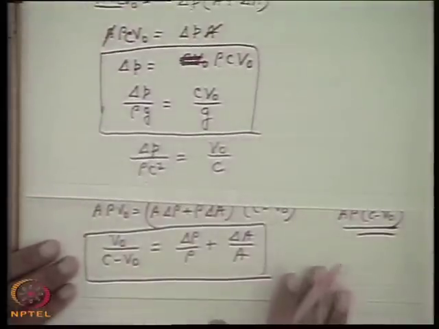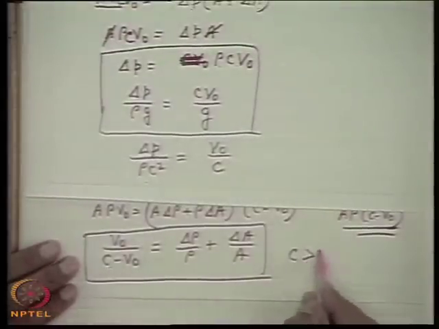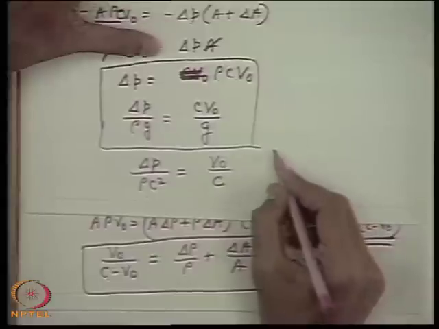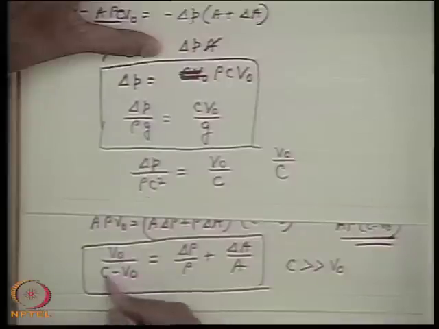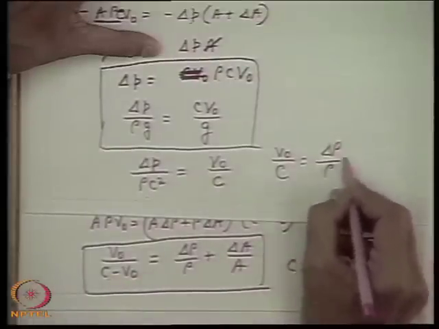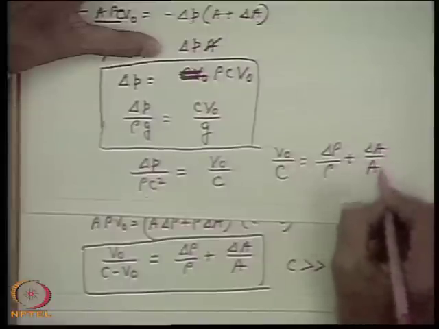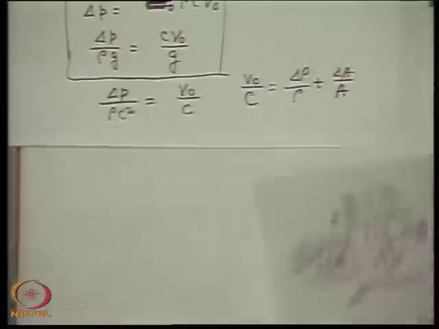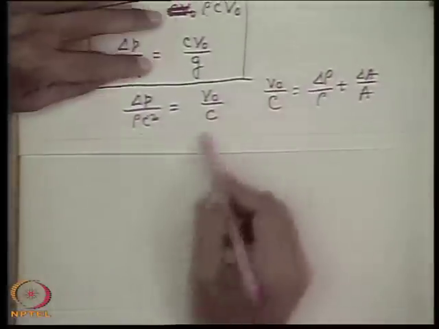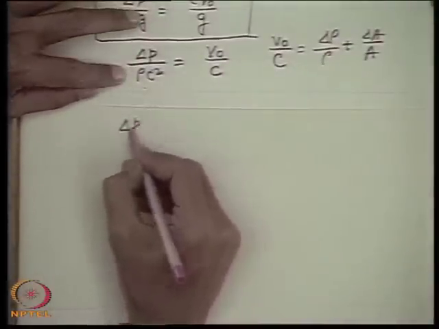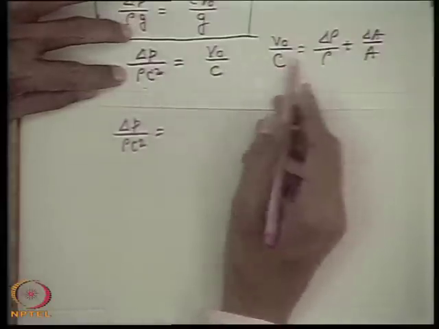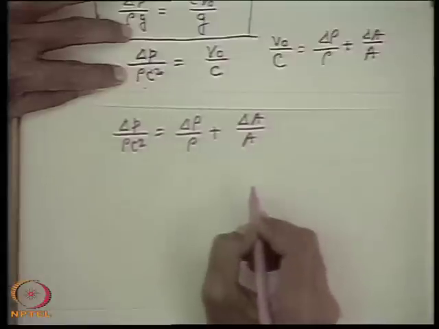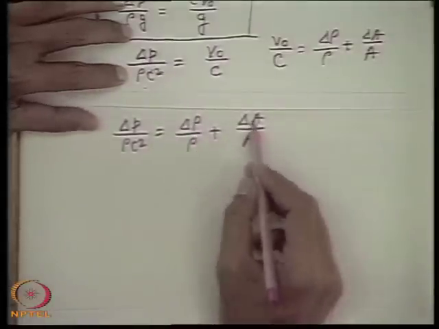Now, it has been found in practice and observed that the value of C is very, very large compared to V0. So, from this equation obtained from continuity, we can write again that V0 by C, considering V0 to be small, is delta rho by rho plus delta A by A. All right. So, if we equate these two, then what we get? Delta P by rho C square is equal to delta rho by rho plus delta A by A.